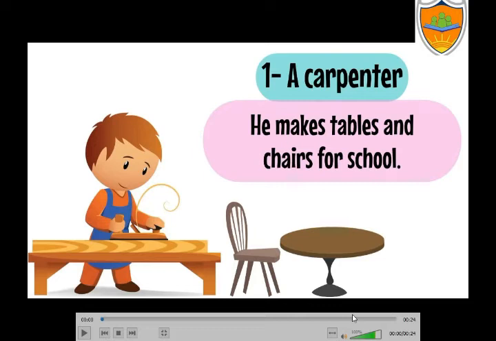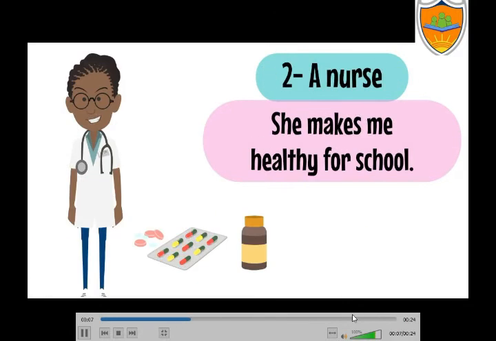And now we have many jobs and characters. They help us at school to do different things. Let's have some examples. Number 1, we have a carpenter. He makes tables and chairs for school. Number 2, a nurse. She makes me healthy for school.